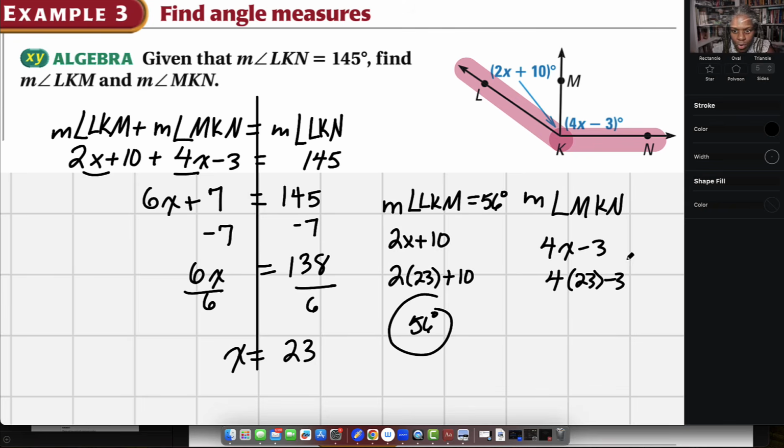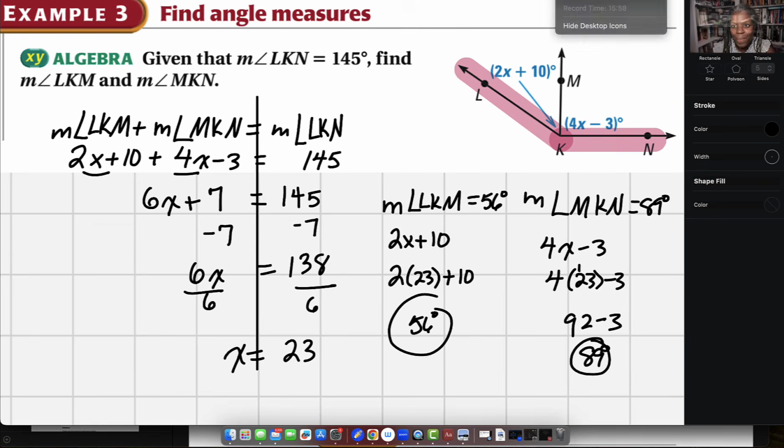Do the same thing over here. 4 times 23 is going to give me, let's see, 2 down there, carry a 1, 8, 9. Somebody did it faster than me, 92. Then I'm going to subtract 3. 92 minus 3 is going to give me 89. So the degree measure of this angle is 89 degrees. And that's how it's done. Let's go ahead and look at the next example.